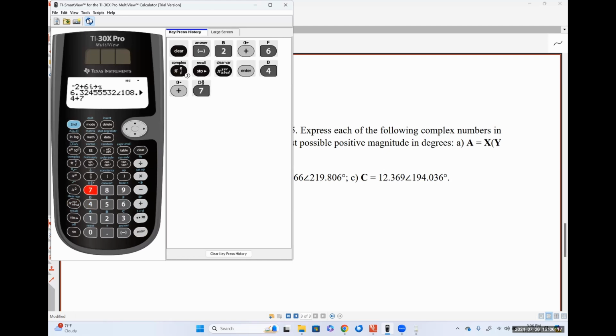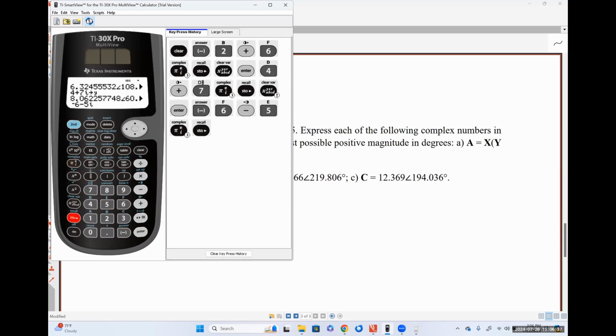So I'm going to do a similar thing, 4 plus 7I, and store that as y by pressing the variable button twice. Press enter. And then lastly, -6 minus 5I, store that as z by pressing the variable button 3 times. And if we look at our first operation, we are asked to simply multiply x by the sum of y and z. So I would just do x times y plus z.